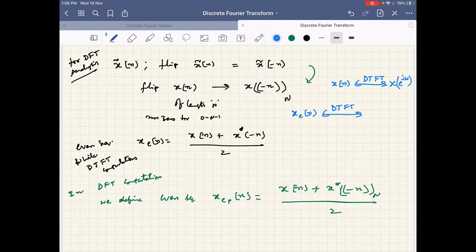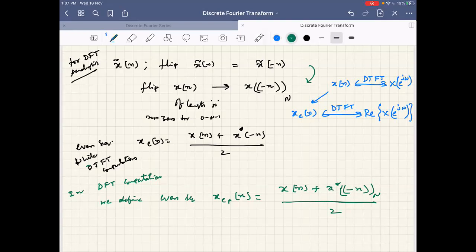Now I have constructed an even sequence from this x of n, and then from this I have taken the discrete time Fourier transform. What is expected? The real part of X of e power j omega. Go back and refer, and it should be the case.